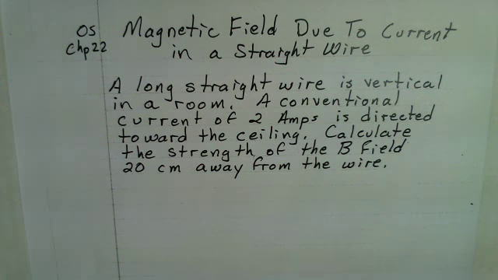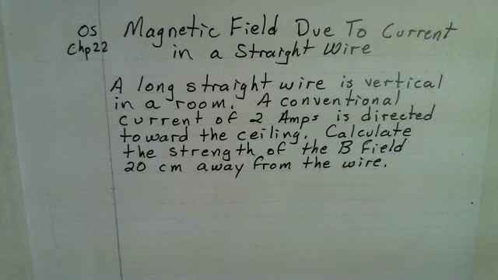If you're using the OpenStax College Physics book, this is in Chapter 22. We have a long straight wire that's vertical. It's in a room. A conventional current of 2 amps is directed toward the ceiling. We want to calculate the strength of the magnetic field 20 centimeters away from the wire, and we're only interested in the magnetic field created by the current in the wire.